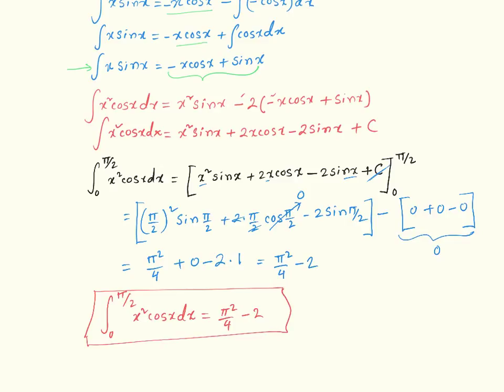Okay. Now let me just summarize what I have done so that you get a better understanding. So basically what I have done is used integration by parts repeatedly. I used it twice to find the indefinite integral, which is right here, and then I evaluated it from 0 to pi over 2. After evaluation, this is the value I get.